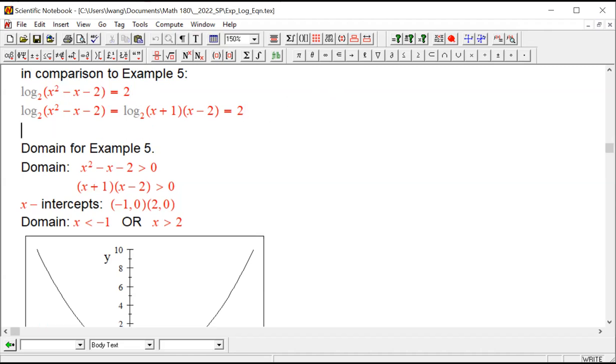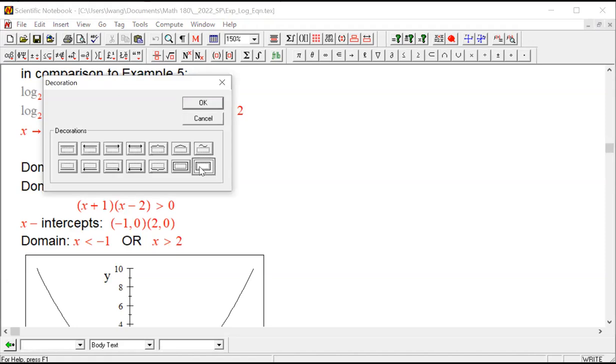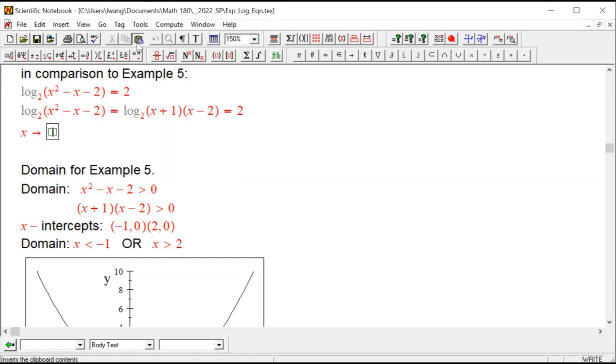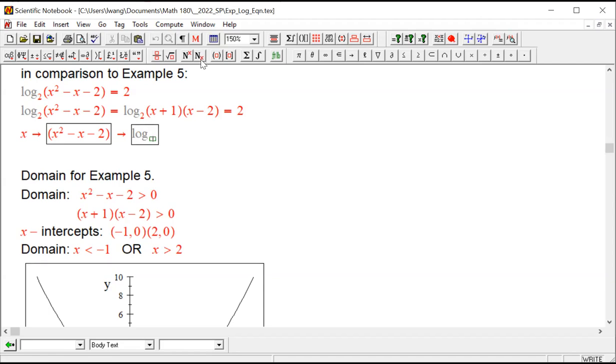Let me show you the order. X is the input. This input will first apply this function, and this output will be applied the logarithm, logarithm base whatever, and produces an output. And we want that output to be 2.